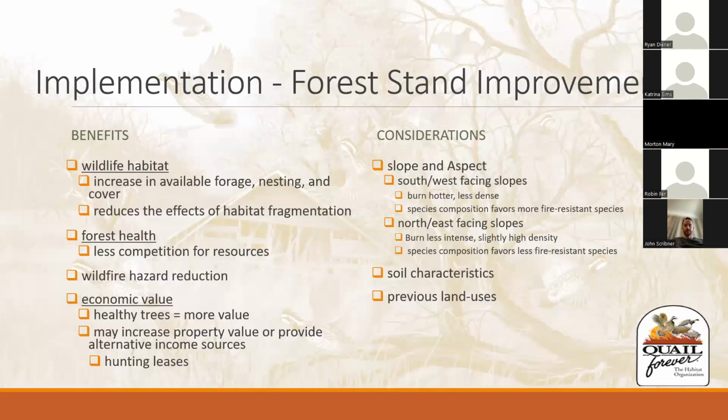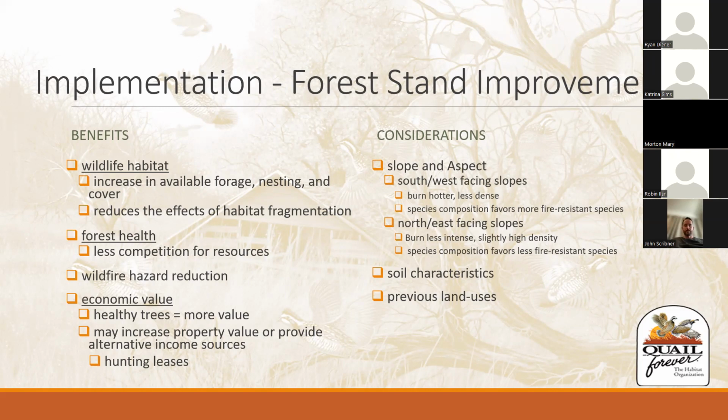So what are some of the benefits of forest stand improvement? Well, obviously wildlife habitat. So again, we see that increase in available forage, nesting, and cover. And it also reduces the effects of habitat fragmentation, especially for our more savanna, grassland and prairie species like our quail, for example. There are these open grasslands and they're typically surrounded by closed canopy forests that don't really provide anything, and there are predators. So by managing our forest lands, we can allow these species to have access to other areas and to spread out and move around. So again, reducing the effects of that habitat fragmentation, allowing these individuals to be able to move out into other areas.